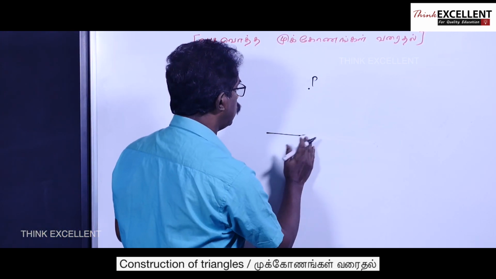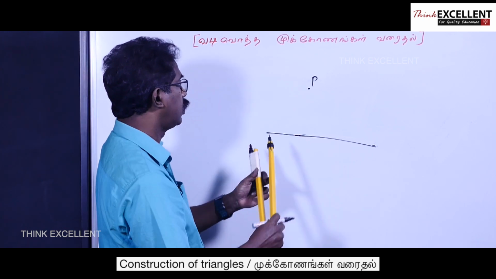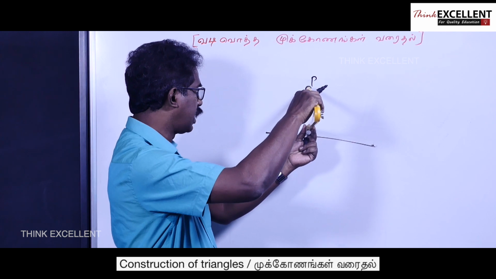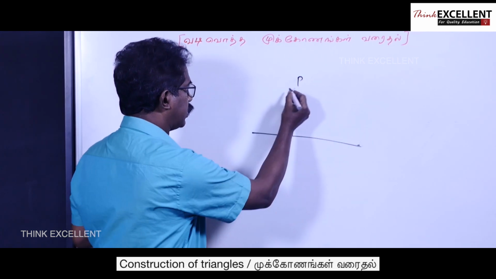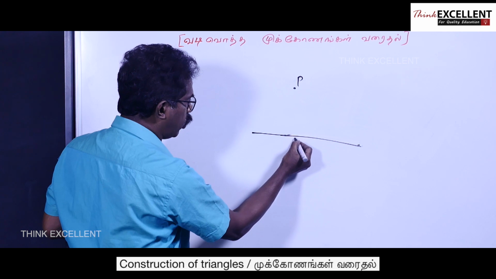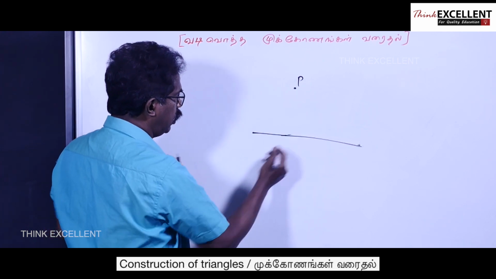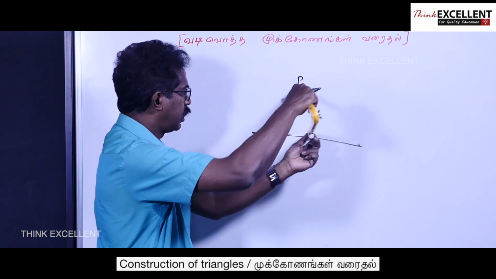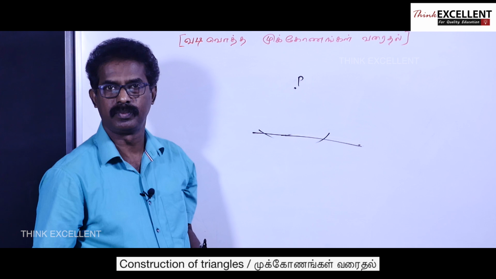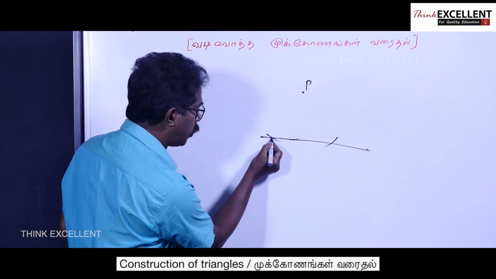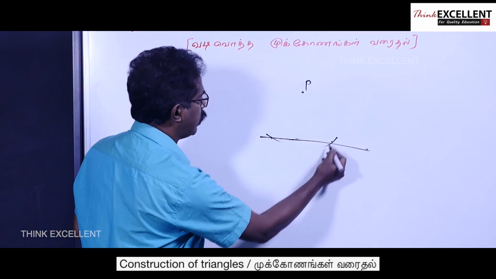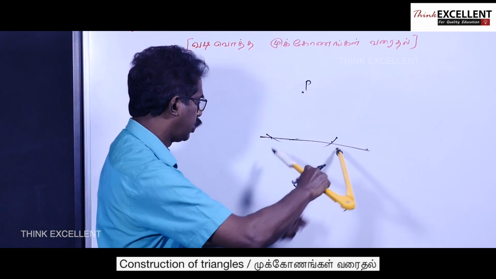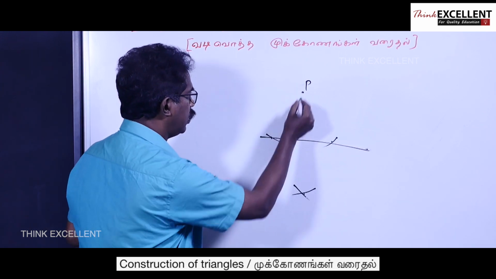Okay, using compass, how to make 90 degrees. Keep the pointer at the point, take a radius slightly more than the distance to the line, and cut at two places. Keep the pointer at one cut point, with a radius slightly more than half the distance between the two, and draw an arc. Now with the same measurement, keep the pointer at the other point and draw another arc. They meet at this point, join this.